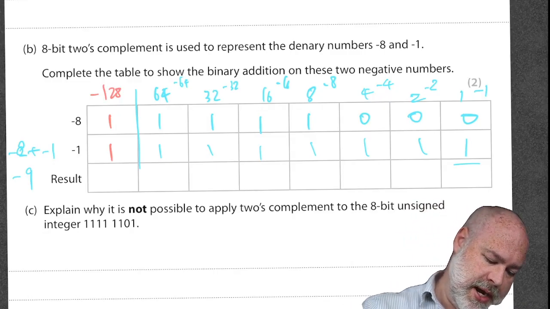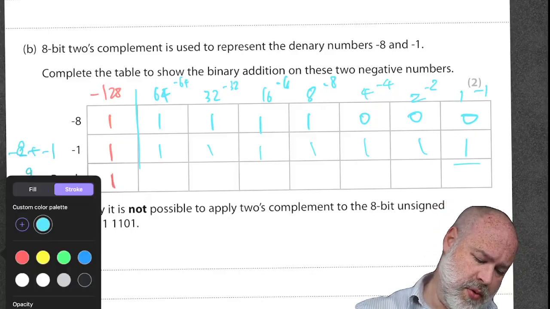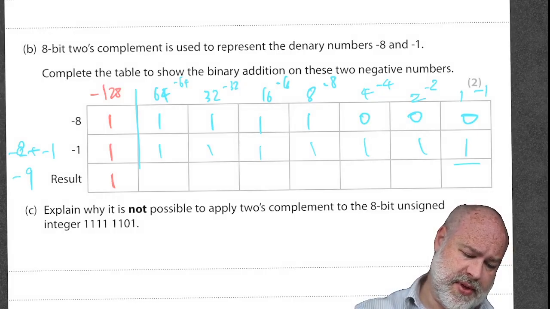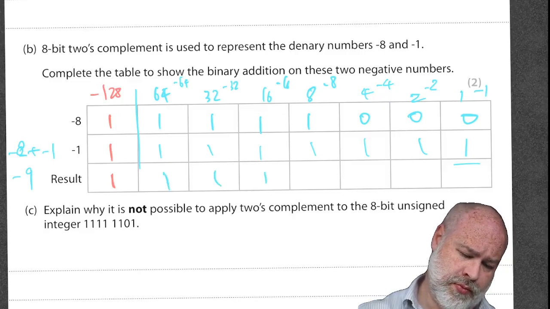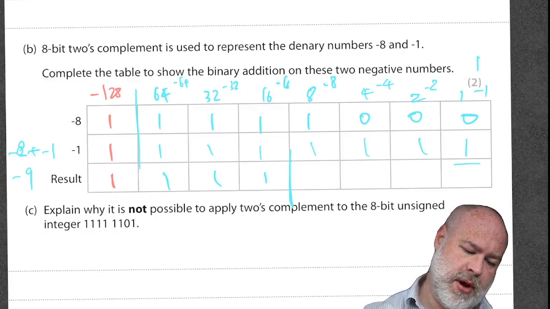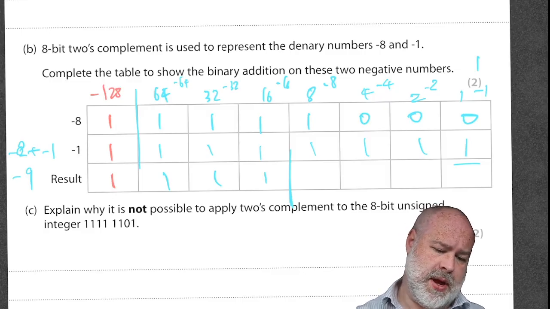So I know for sure, because it's a minus number, that's definitely got to be 1. And I'm also positive that I've got to pretty much have the same as -8, don't I? I've got to have almost the same as that. So this is up to here. I've probably got one of my marks, at least. I've got to get the whole result correct though to get the other mark.